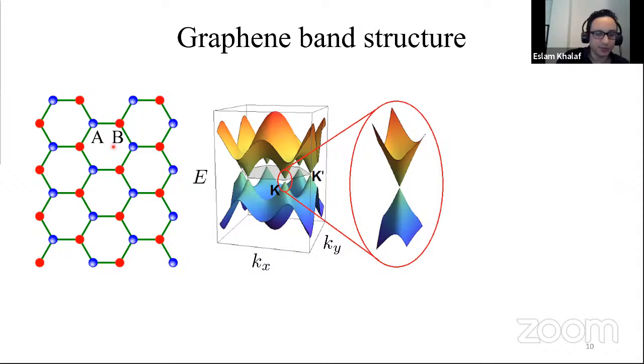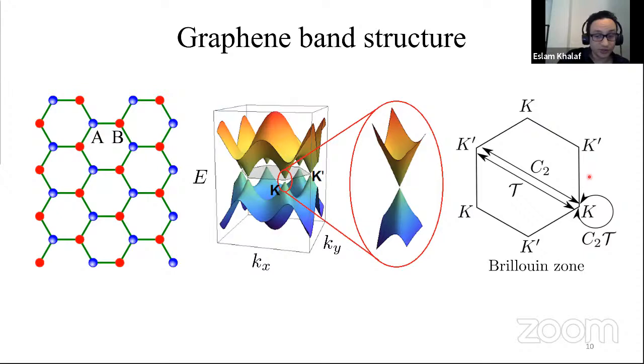If we look inside the Brillouin zone, we find that there are actually two inequivalent points denoted by K and K prime. And these two points are related by some symmetry. The first is C2 symmetry, or 180 degree rotation. This symmetry actually exchanges the red and blue dots, but because they are identical, both are carbon atoms, this is a symmetry of the system. And this changes the momentum K to minus K, so it maps these two points.